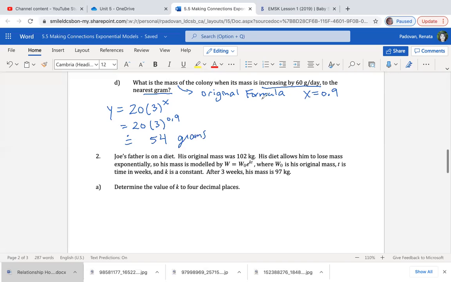So the mass of the colony on that day, when it was increasing by that, which we figured out in part C, the mass would be 54 grams. Okay, so that takes care of an example and different parts of it with a base of B. Now we're going to move on to number 2, which is looking at an exponential equation with a base of e.